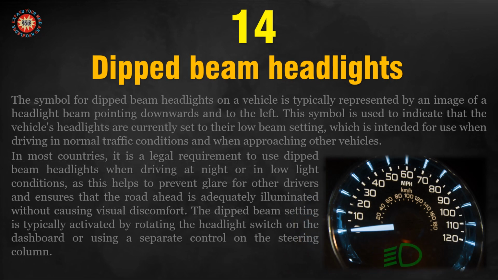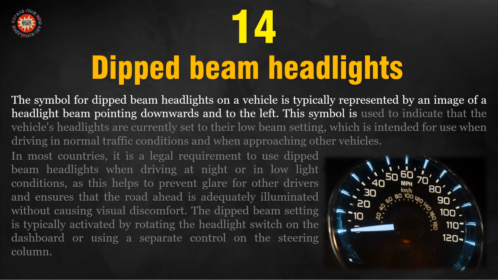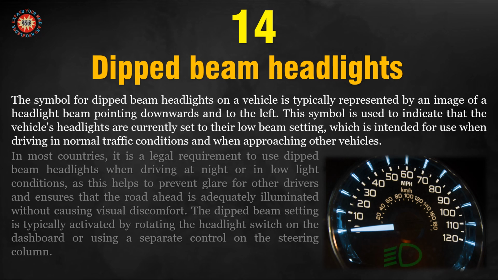Symbol 14. Dipped beam headlights. The symbol for dipped beam headlights on a vehicle is typically represented by an image of a headlight beam pointing downwards and to the left. This symbol is used to indicate that the vehicle's headlights are currently set to their low beam setting, which is intended for use when driving in normal traffic conditions and when approaching other vehicles.